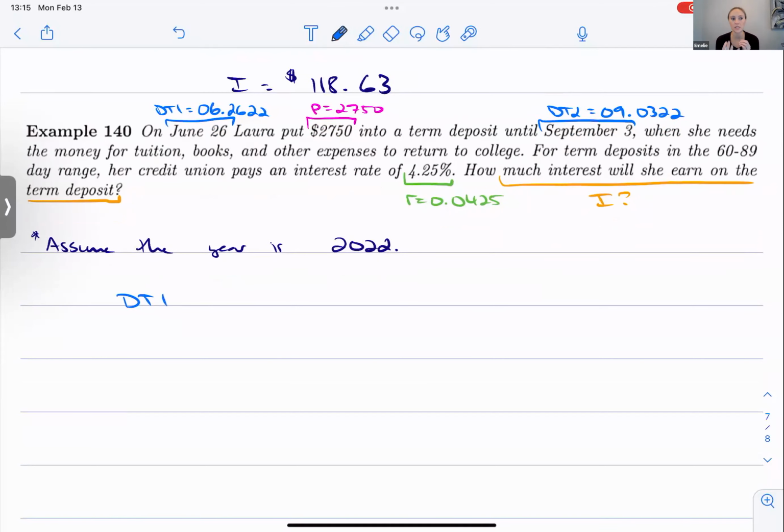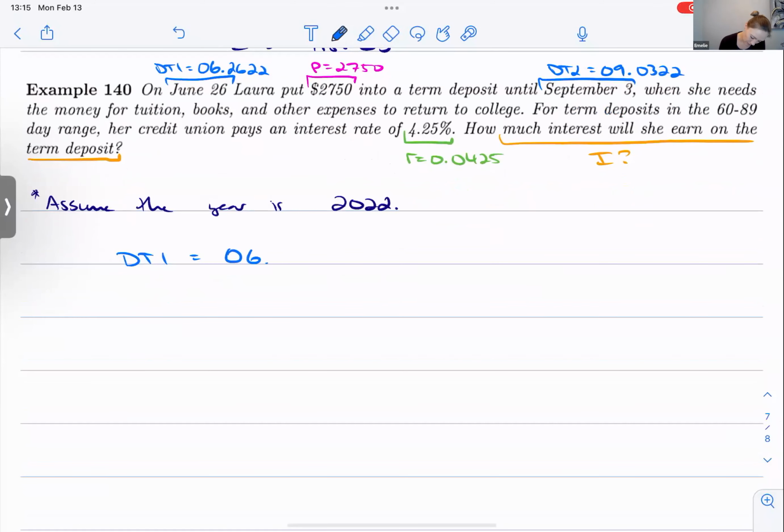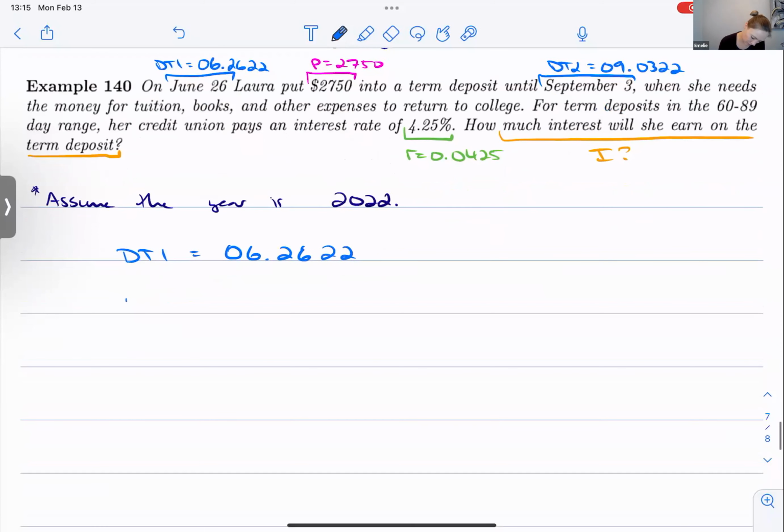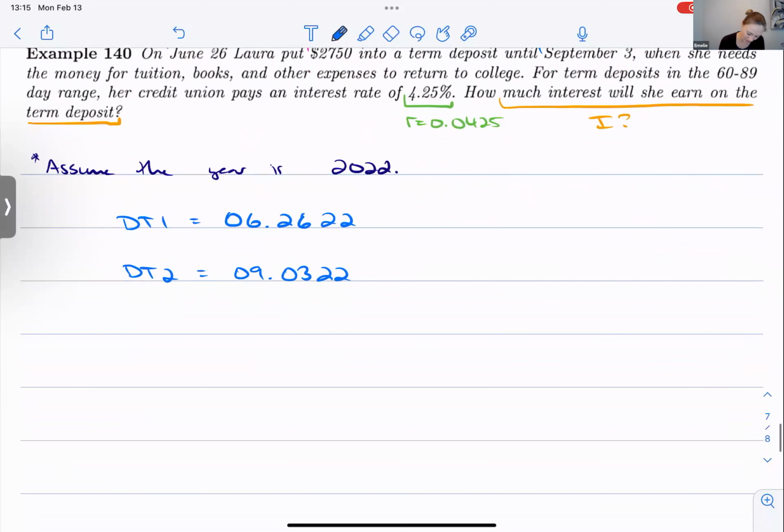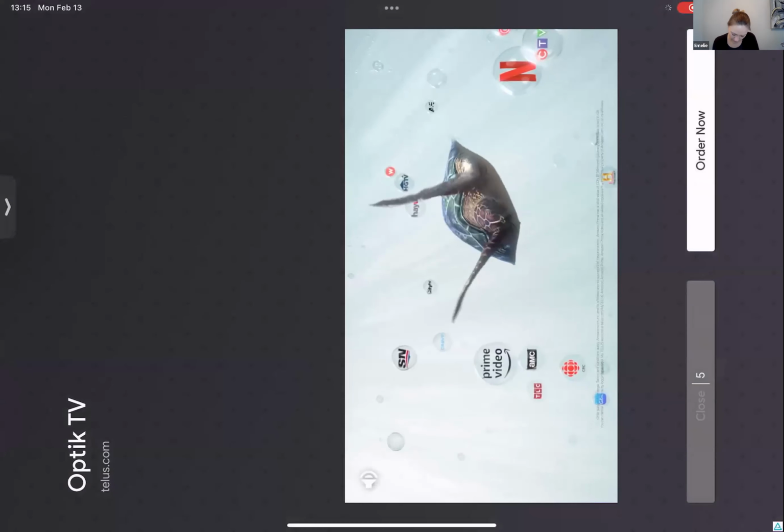Date 1, right? Because we need to figure out the number of days between dates before we can find T. 06, 26, 22. Date 2 is 09, 03, 22. And the days between dates is what I'm calculating, right? So just to highlight that again, I'm going to stop highlighting soon, but just to show that that's what I'm finding.